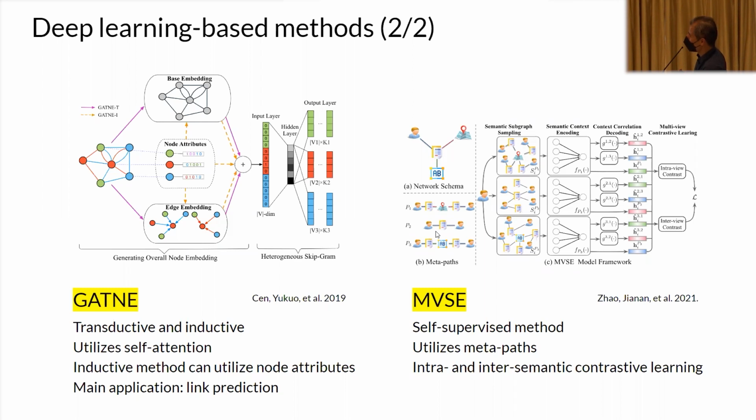Separate aggregation is done, so they call this intra-contrastive learning. And also between the different semantics, you do aggregation, so it is inter-semantic contrastive learning. So they are all combined, and you have a final loss function to learn these embeddings.